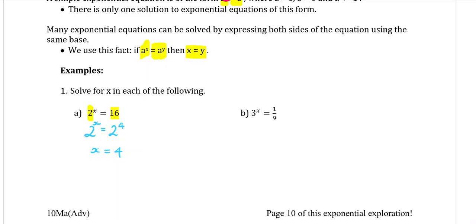Let's try a slightly harder one. In part B, we have a base of 3 on our exponential. So I would like to turn the right-hand side into something with a base of 3. Starting with the 9, I know that 9 is the same as 3 squared. But I also need to get rid of the fraction. So 1 over 3 squared, if I bring the 3 squared up or take it out of fraction form, it would be the same as 3 to the negative 2. That way I have my bases of 3 just sitting there, which means my powers will be equal and x will be equal to negative 2.